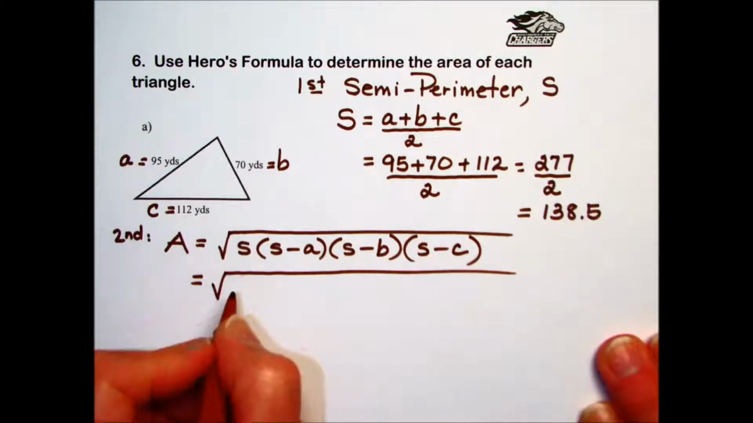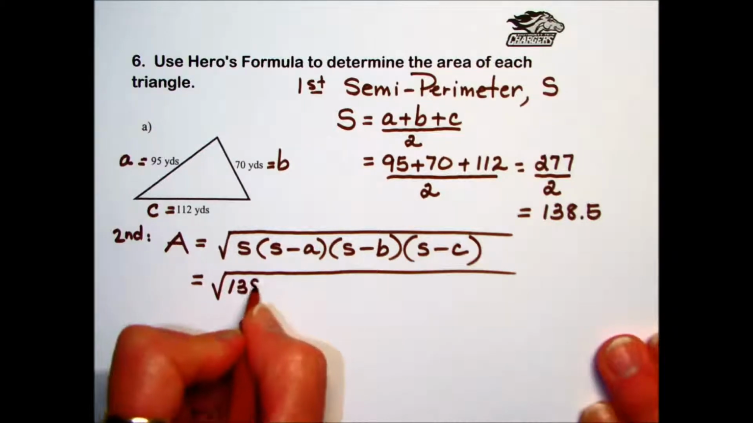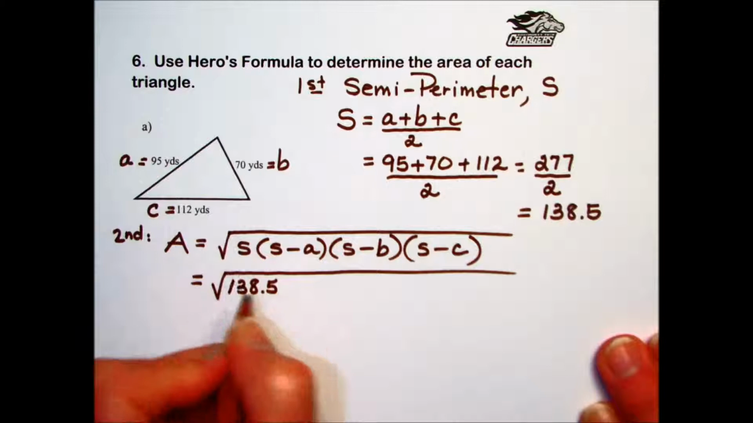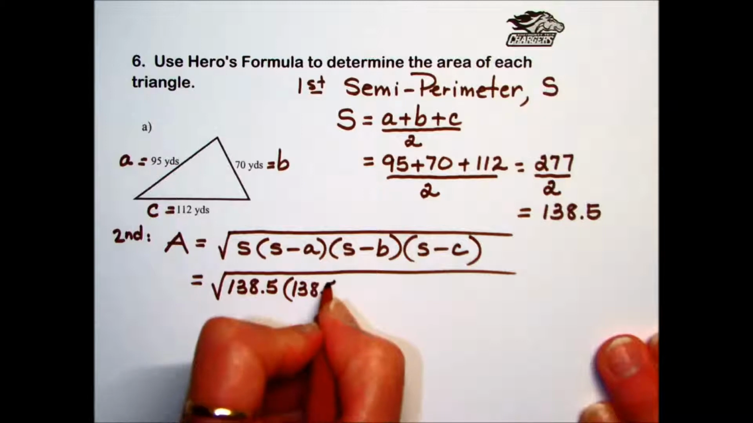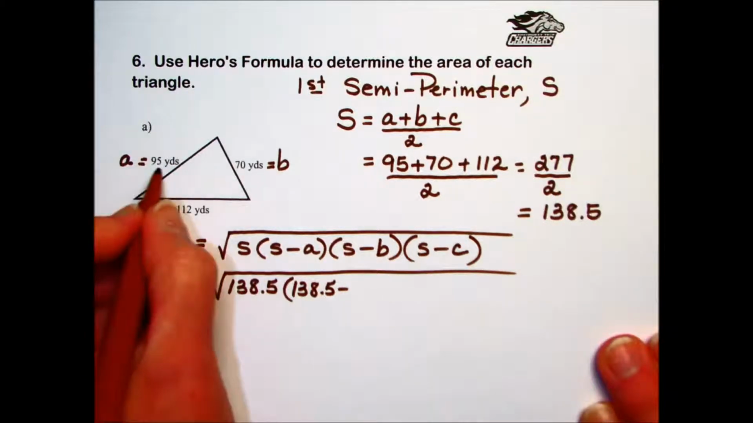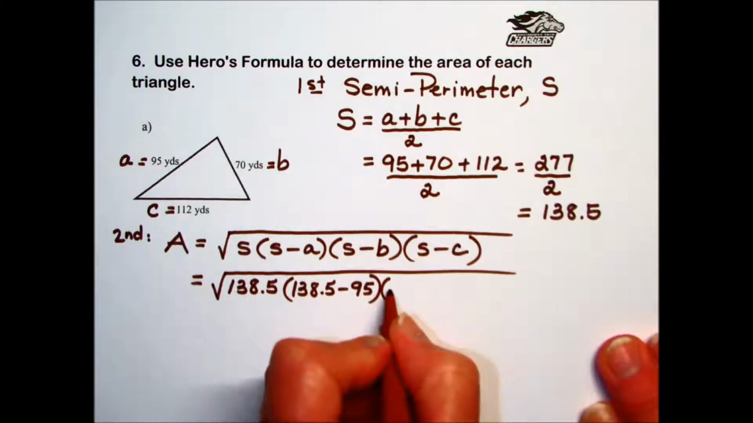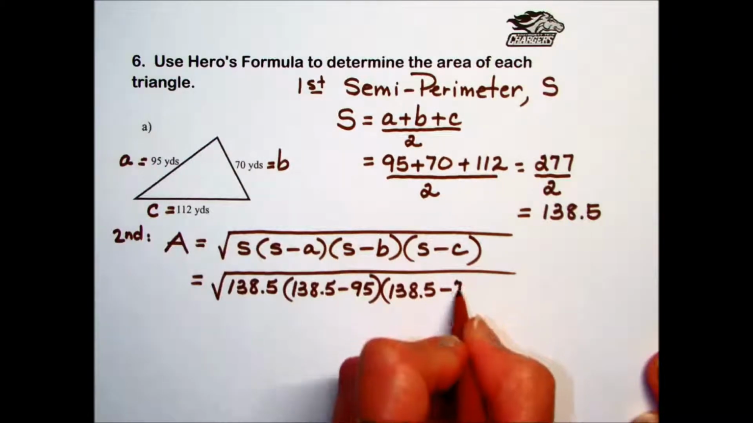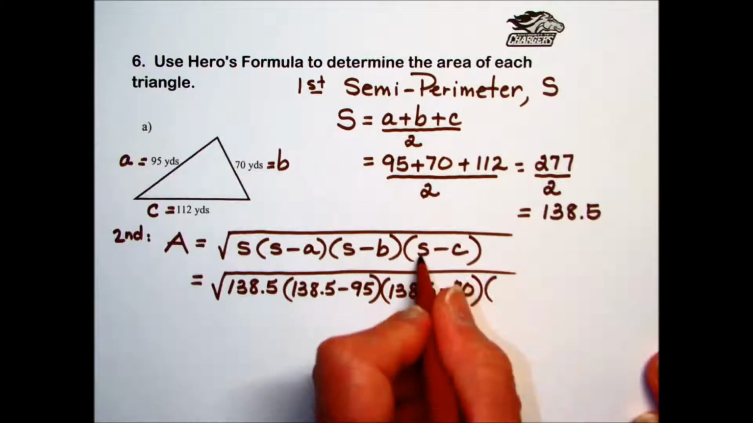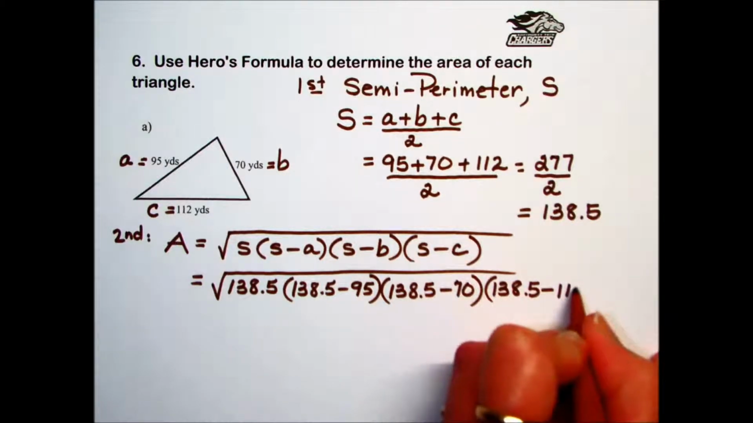So plugging in the values that we have for those variables, S, the semi-perimeter, is 138.5. That's our first value. S minus A, the second quantity, will be the 138.5 minus side length A, which we designated as 95, times S minus B, S being our semi-perimeter, at 138.5, minus B, which we gave the value of 70, and last, multiply that result by S minus C, the semi-perimeter, minus the third side, 112.